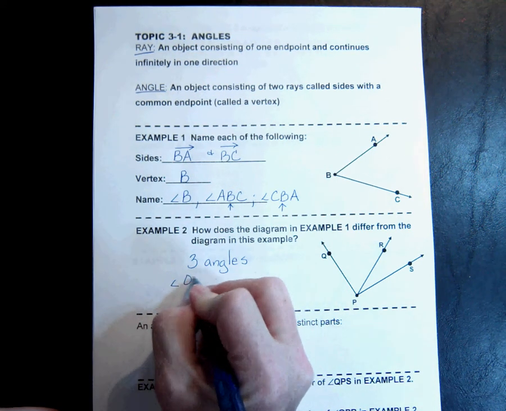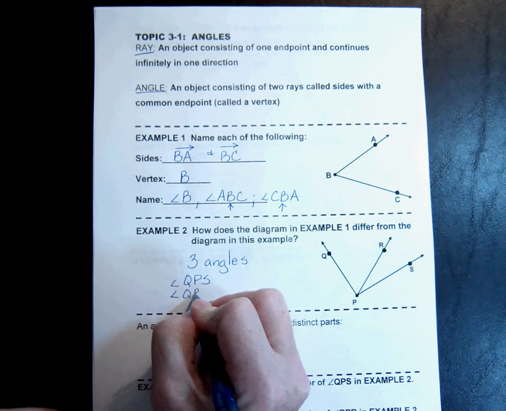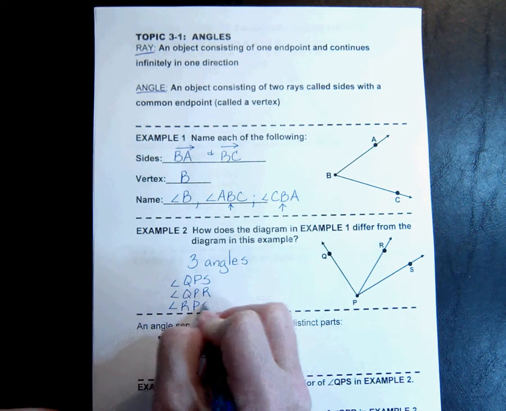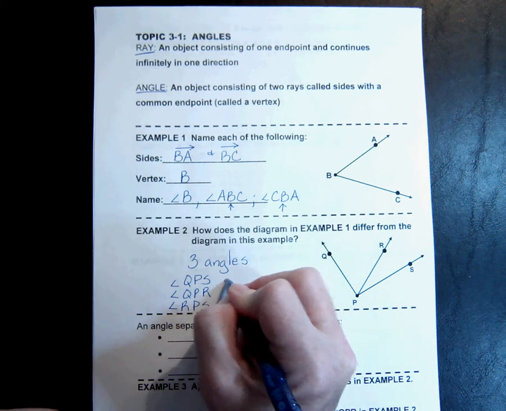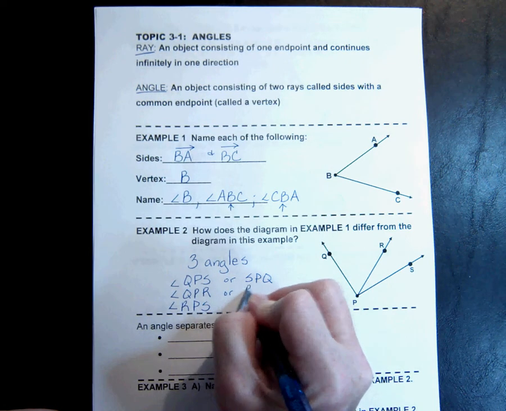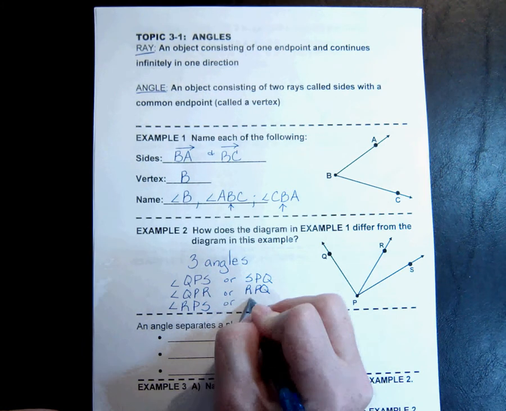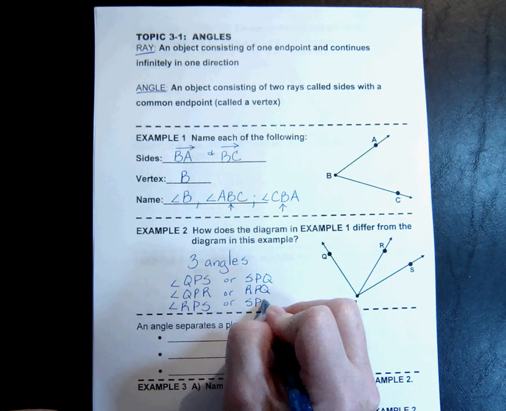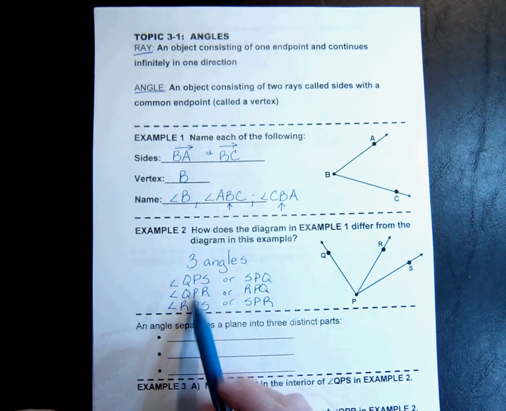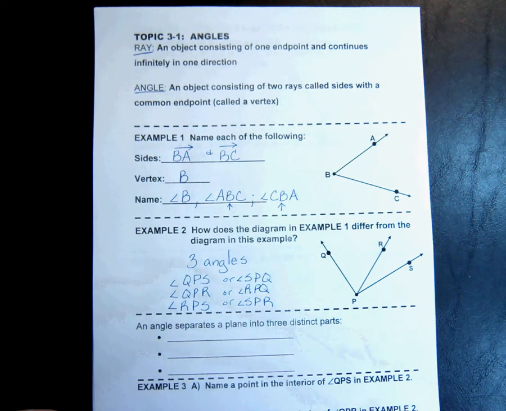Angle QPS, angle QPR, angle RPS, and notice that each one of these can go backwards. SPQ, RPQ, and SPR. Notice again, P is in the middle of the name of each of these angles. Make sure you put your angle symbol, showing it as an angle.